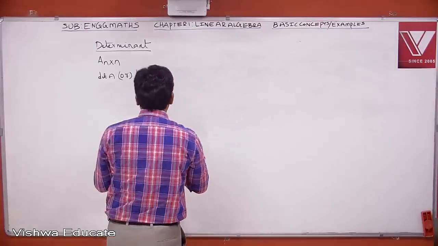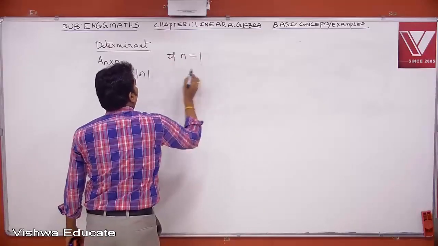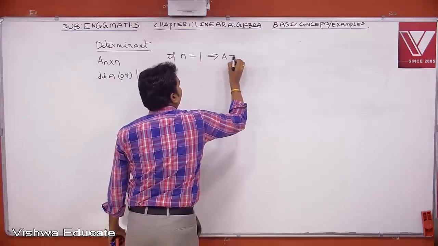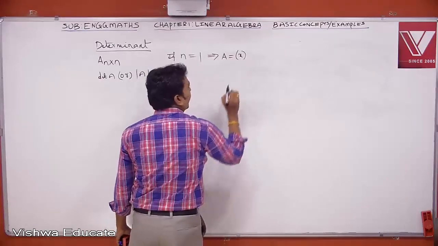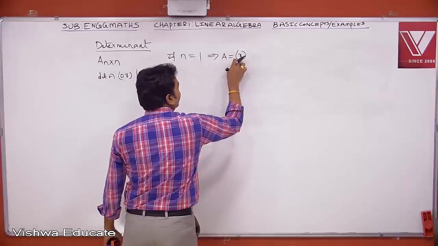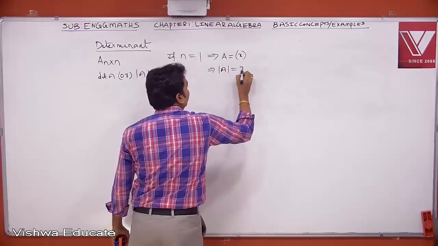Let us start with the smaller versions. Suppose if n equal to 1, I am dealing with a 1 by 1 matrix. Then A equal to x, a 1 by 1 matrix. A contains a single element, let it be x. In this case, the determinant of this matrix equal to x itself.